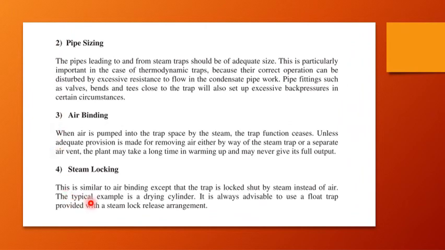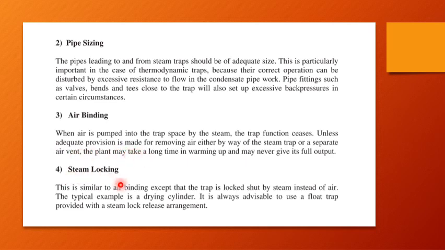Now here are a few other points that have been discussed which you must remember, and you may be asked to explain them in the exam. Basically, pipe sizing is an important criterion when you install steam traps, friends. Proper pipe sizing, or adequate sizing of the pipe, is an important criterion for the installation of steam traps. The second thing is air binding. All the air which is trapped has to be removed either by a steam trap or a separate air vent. That is also an important criterion when you install any steam trap, friends. You have to look at whether the air is properly removed or not, or whether there is any mechanism to remove the air. That also has to be taken care of when you install it.